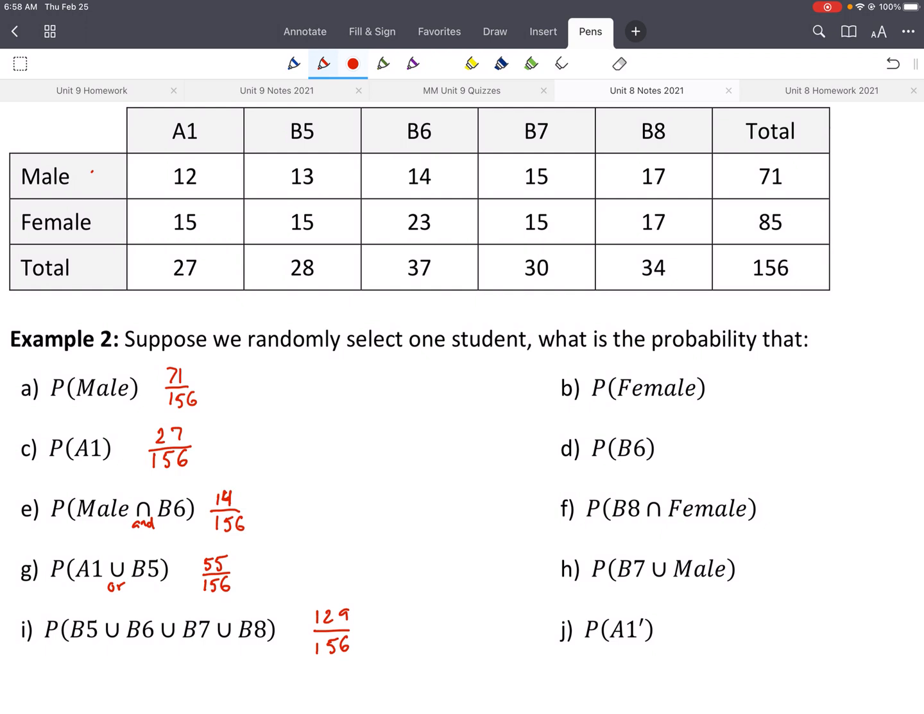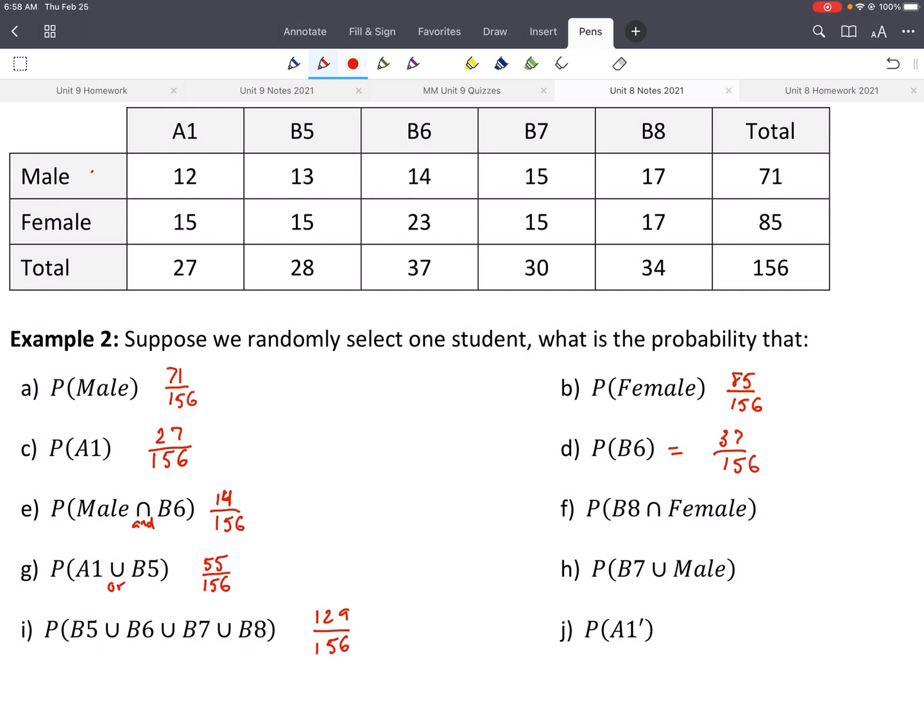All right, your turn to do those ones. Pause and give that a try. Okay, hopefully you did that. Probability of picking a female: we have 85 out of 156. Probability of picking a student from B6. So what do we want? We want someone from B6. That's 37 people out of the total.